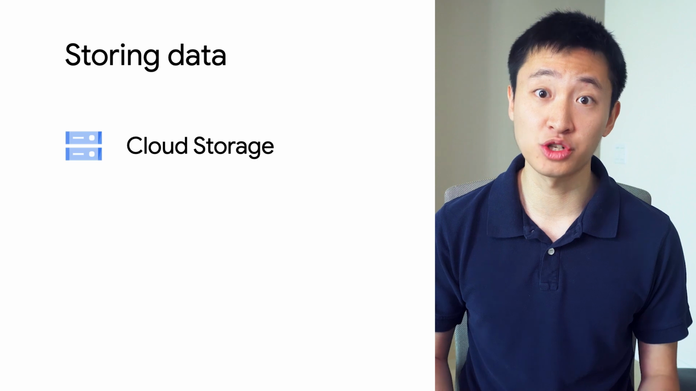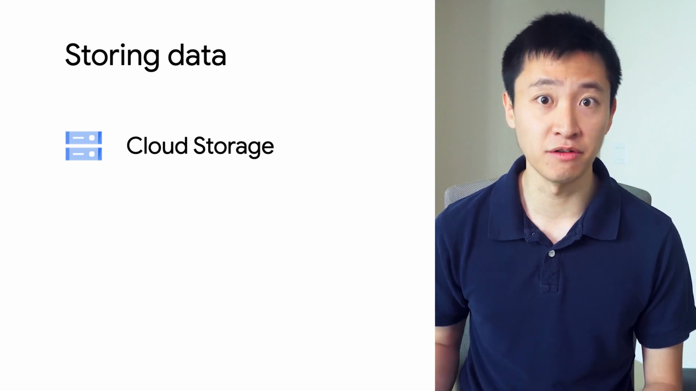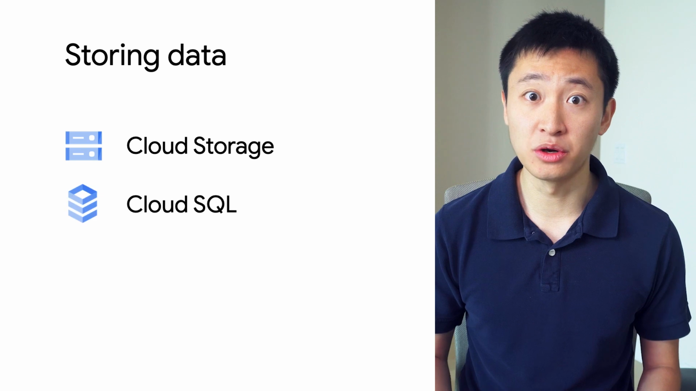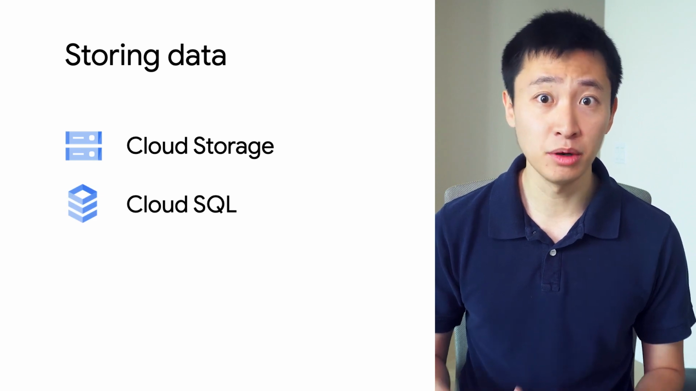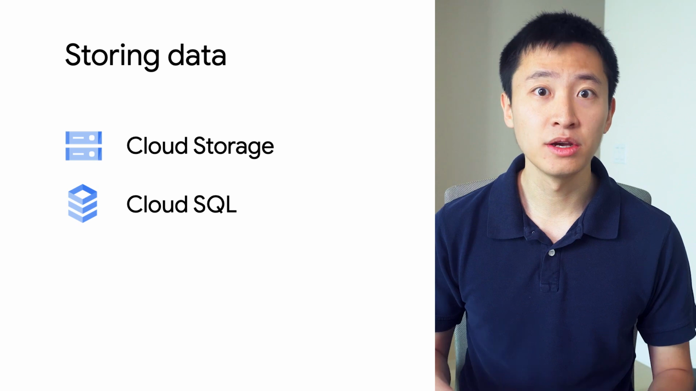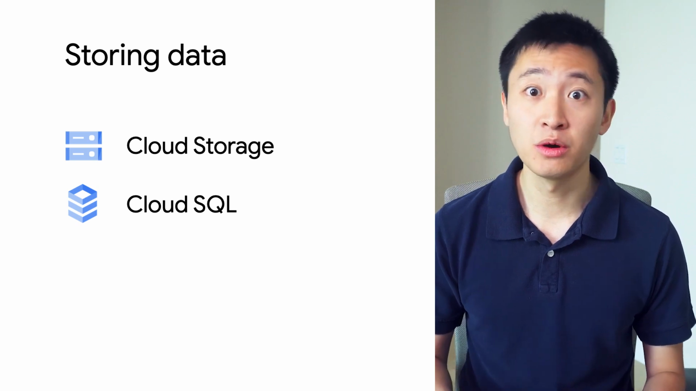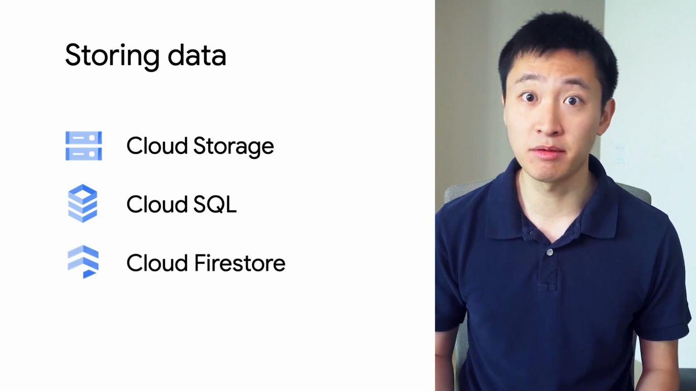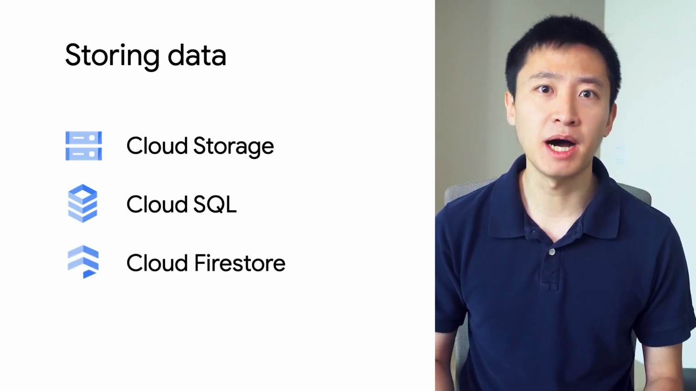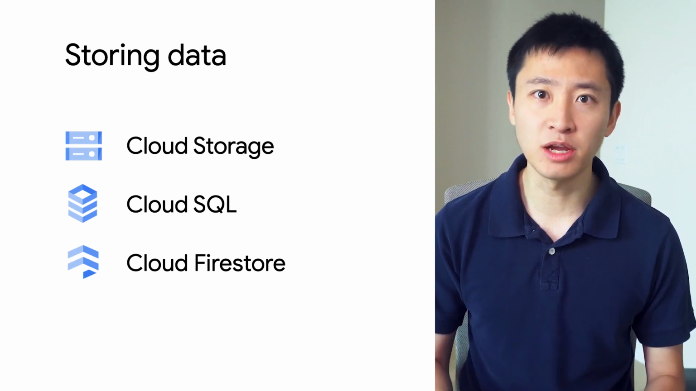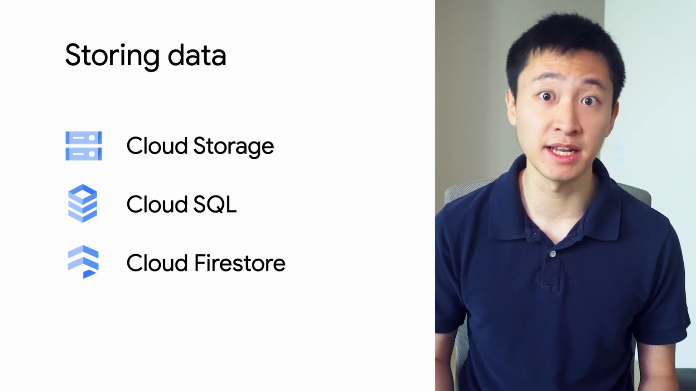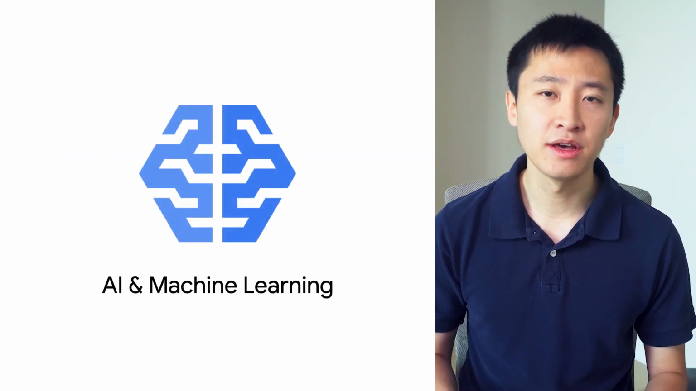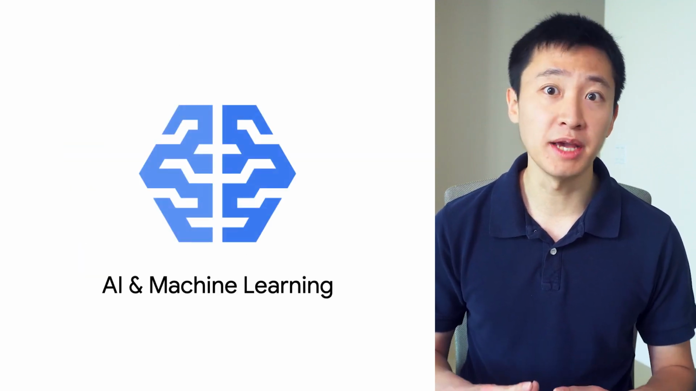Next, you probably want to store data, some of it structured, some of it unstructured. Cloud Storage is perfect for unstructured data like images, videos, and audio files. Cloud SQL hosts Google-managed versions of MySQL, Postgres, and SQL Server. You can run the same relational databases you know without all the hassles of self-management. Cloud Firestore is a NoSQL document-based real-time database. It's popular for use cases like gaming, where it's very important for users to have the most up-to-date version of data in real time.